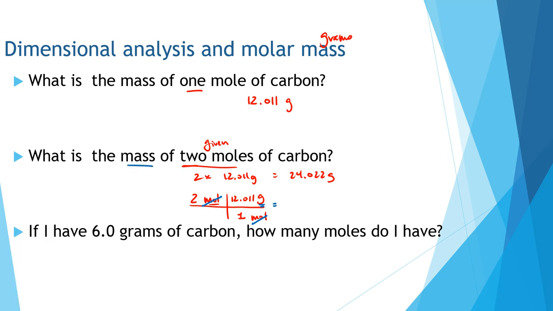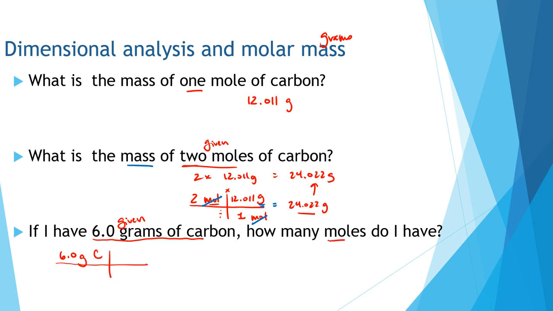So now with my calculator, I'm going to multiply across the top, divided by everything on the bottom. So 2 times 12.011 divided by 1 is going to give us 24.022 grams, which is exactly what we knew the answer should be. This one we're going to do similarly. I have 6 grams of carbon. This is my given. So that's what I'm going to start with in my railroad tracks, 6 grams of carbon.